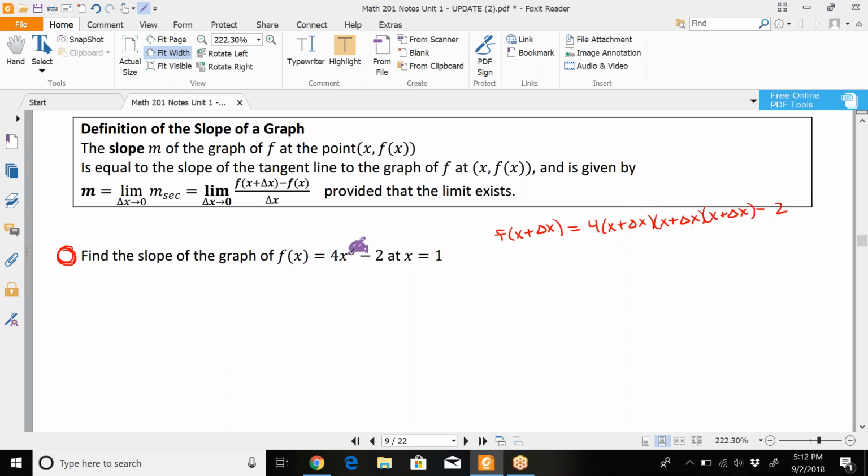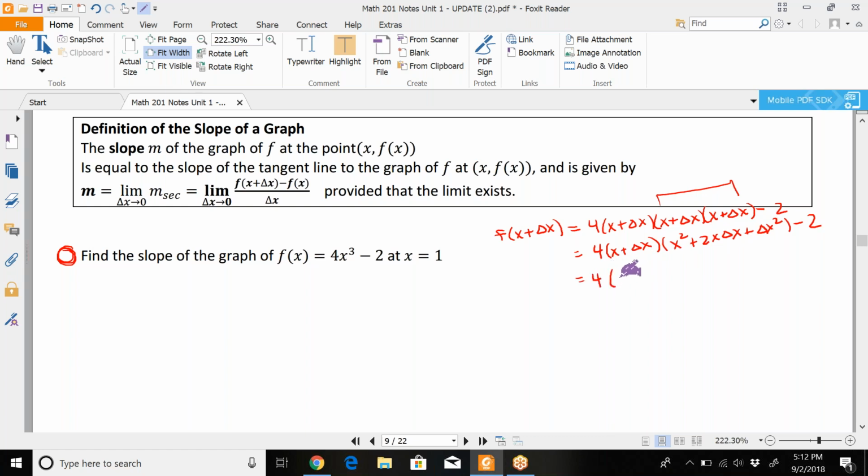So this is what we're working out when we put in the x plus delta x, we're cubing it. So we're going to have to FOIL these two together and then distribute this one as well. So 4 times (x plus delta x), and then this is x squared plus 2x delta x plus delta x squared, minus 2, because that's still not in the parentheses.